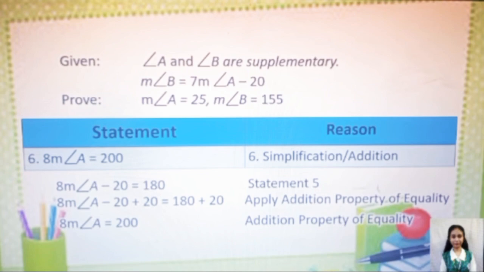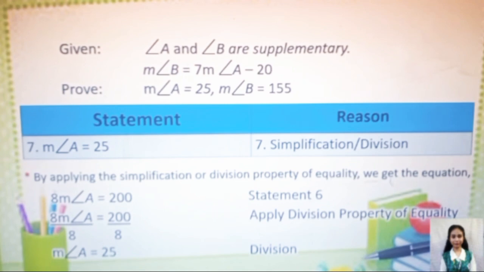8 measure of angle A is equal to 200. The reason is simplification and addition. How? 8 measure of angle A minus 20 is equal to 180, found in statement 5. 8 measure of angle A minus 20 plus 20 is equal to 180 plus 20. This refers to applying the addition property of equality. Next, number 7. Measure of angle A is equal to 25. The reason is simplification by division.